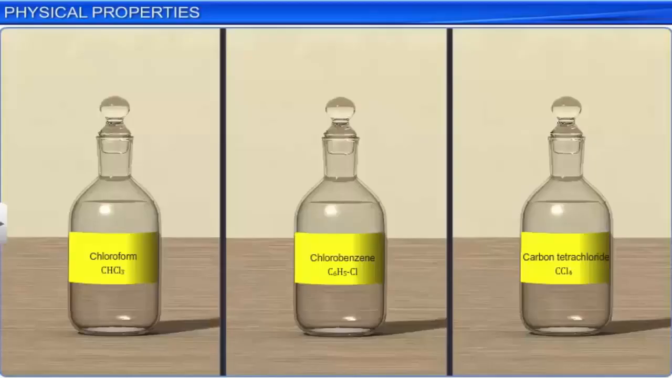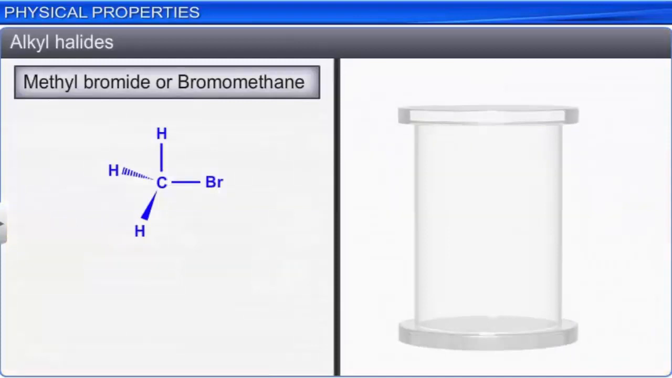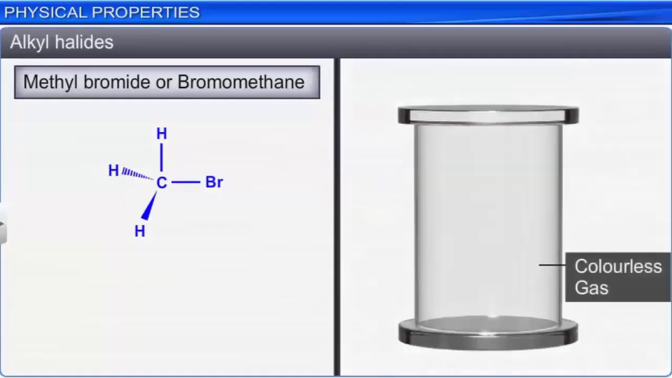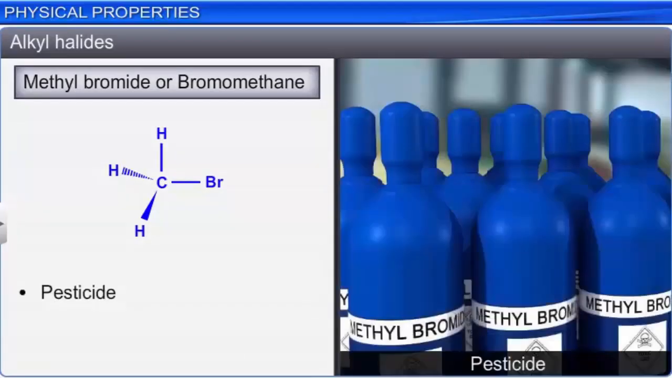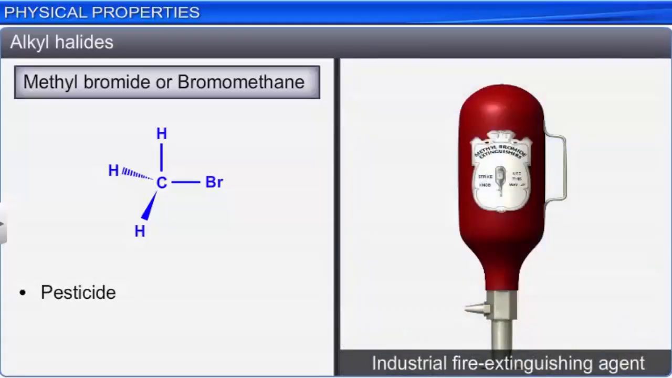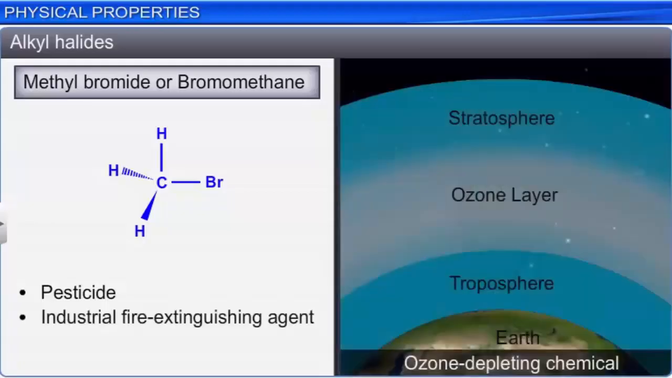Pure alkyl halides are colorless. For example, methyl bromide or bromomethane is a colorless gas that can be used as a pesticide. However, this use is being phased out due to its toxicity. Historically, it was used as an industrial fire extinguishing agent. Methyl bromide is also known to be an ozone-depleting chemical.